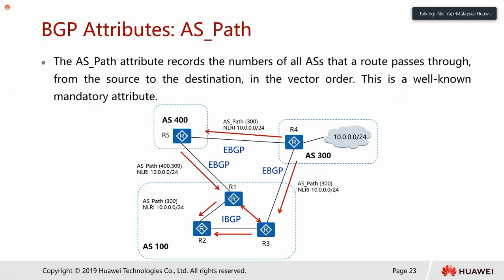And the next one is the AS path. Just now I mentioned to you that, under the loop prevention, they use the AS path to prevent loops. How are they preventing the loop? Let me ask you a question from here. Let me just add a slide.